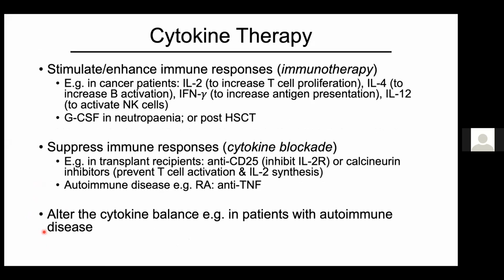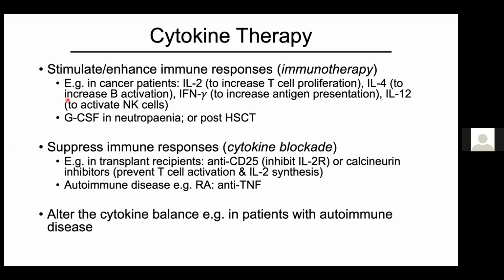In terms of therapy, I'll just mention that you can use recombinant cytokines in situations where you want to stimulate or enhance an immune response. That would be called immunotherapy. For example, in cancer patients, you can give interleukin 2 to increase proliferation of your T cells, interleukin 4 to increase B cell activation, interferon gamma to increase antigen presentation, and interleukin 12 to activate natural killer cells.